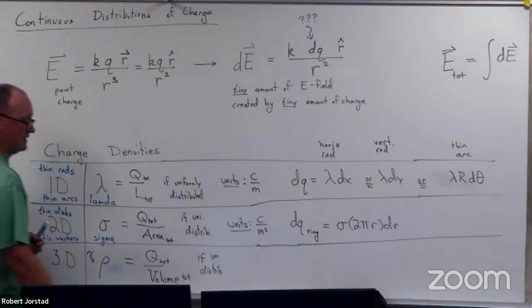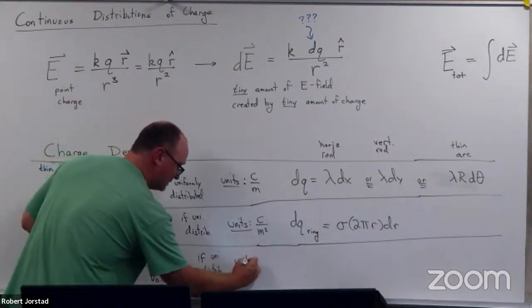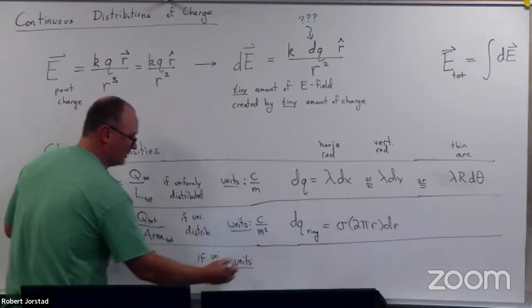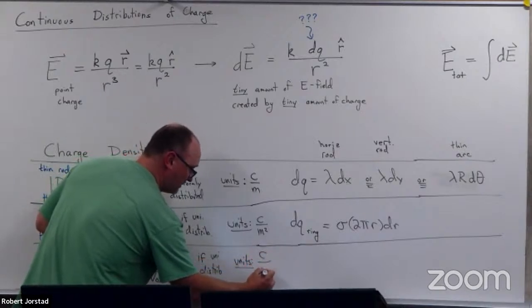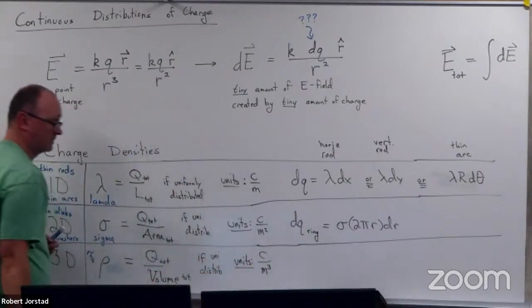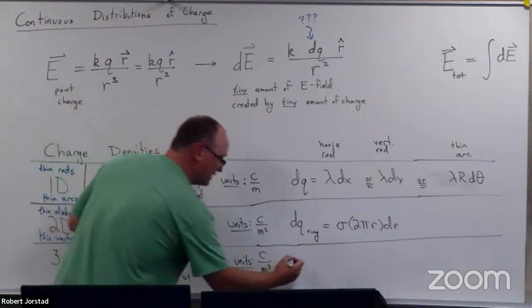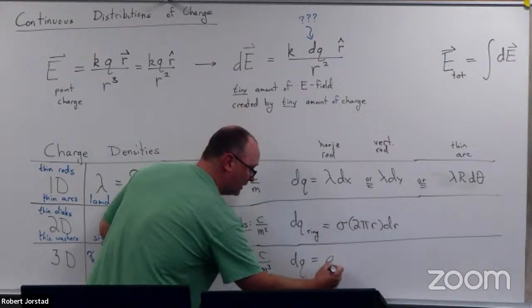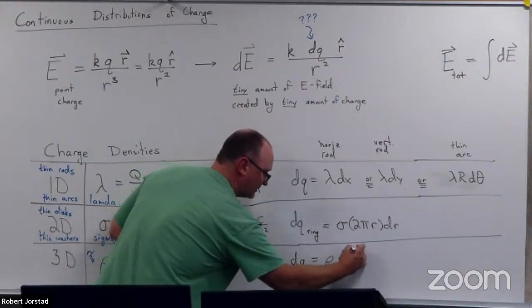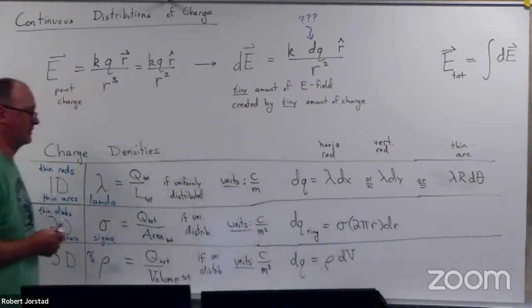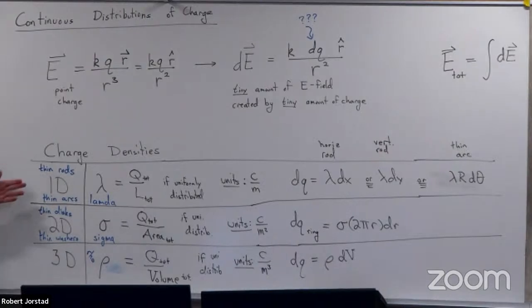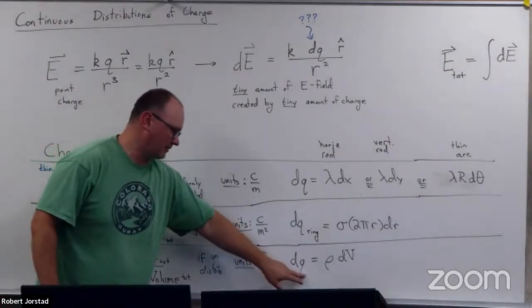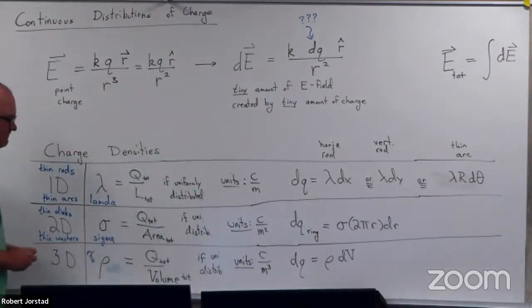All right, the units would equal coulombs per meter cubed, and dq would equal rho times some tiny amount of volume. And we'll go into this one more in detail later. So you can already tell I tend to focus on 1D and 2D for this class, but I will show you how to do this one later. All right. Okay, so that's our goal.